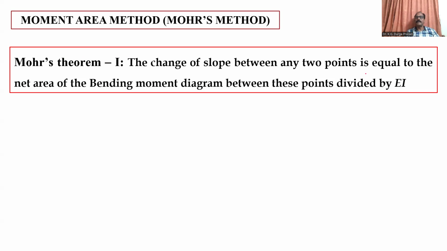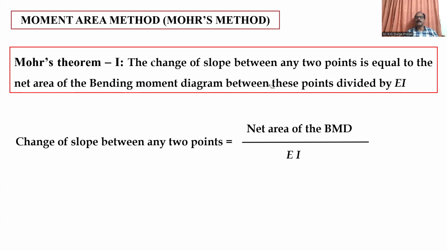Now you can see this: the change of slope between any two points is equal to the net area of the bending moment diagram between these points divided by EI. First understand clearly what the theorem is. It does not give you the slope directly, not the absolute slope at one point. The theorem says it gives the change of slope between any two points on the beam, which is equal to the net area of the bending moment diagram.